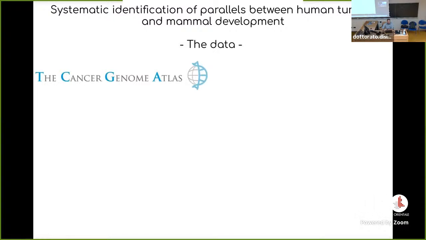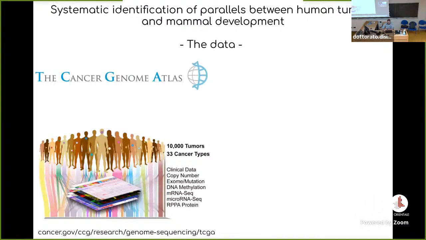The first one is the Cancer Genome Atlas, which is a multi-center project that lasted for 12 years, where more than 10,000 tumors have been analyzed from both a clinical and a molecular point of view. And those 10,000 tumors recapitulate 33 different cancer types, giving us a nice overview of the landscape of the genomes of different cancer types.